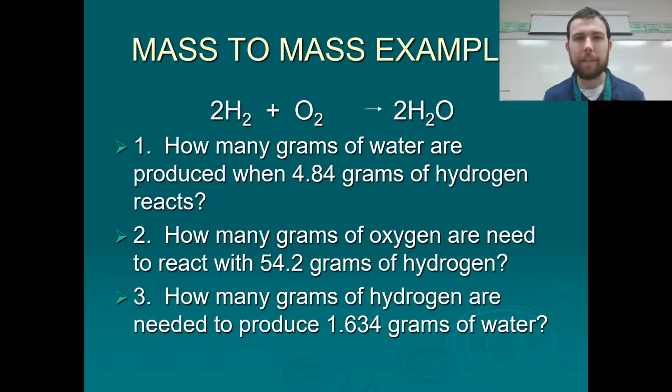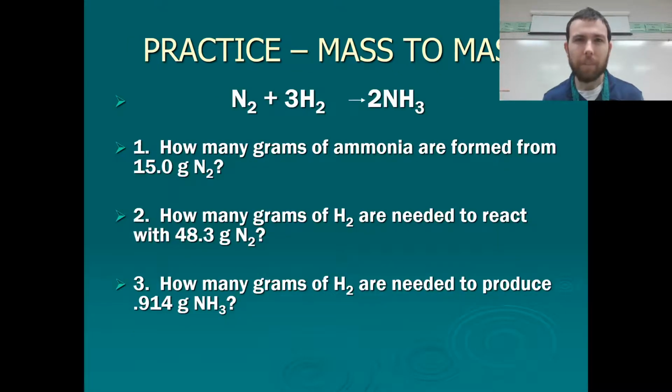And then the last 3, a different equation. All right, so that's nice. So how many grams of ammonia are formed from 15 grams of nitrogen? How many grams of hydrogen are needed to react with 48.3 grams of nitrogen? And last but certainly not least, how many grams of hydrogen are needed to produce 0.914 grams of ammonia?